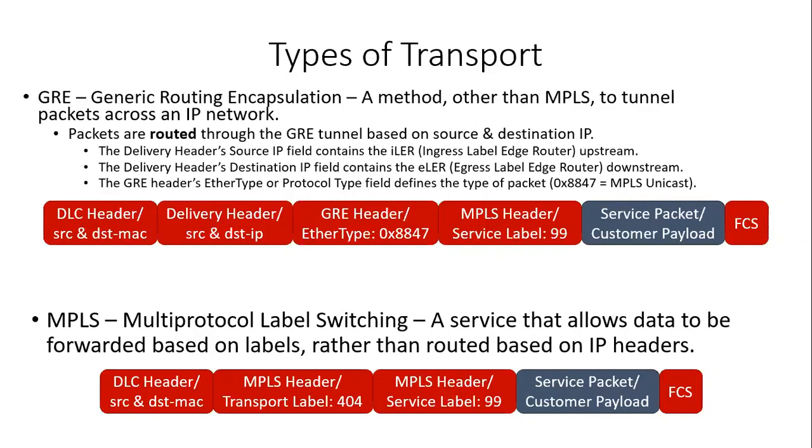And this blue header here, this is our service packet or customer payload. So this would be the customer frame that ingresses the service provider. Once it ingresses that PE router, and in the case we're using GRE to tunnel this from our ingress LER to our egress LER, it'll be encapsulated with all these different headers. And of course, the frame check sequence will be recalculated.